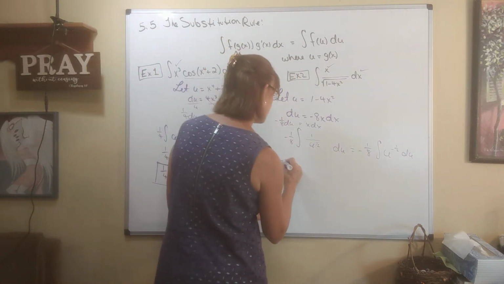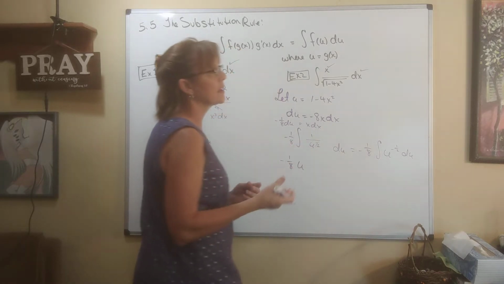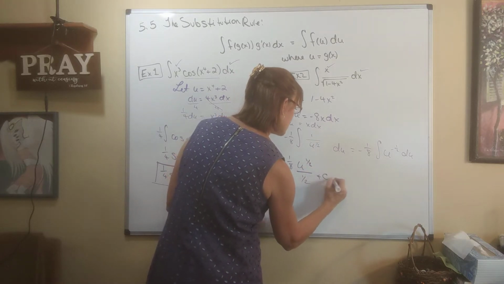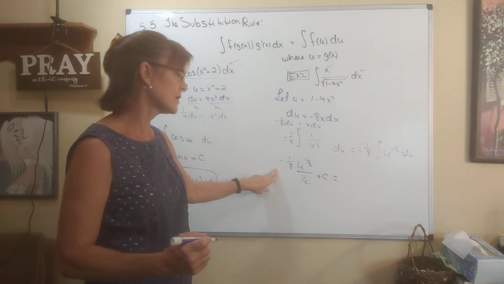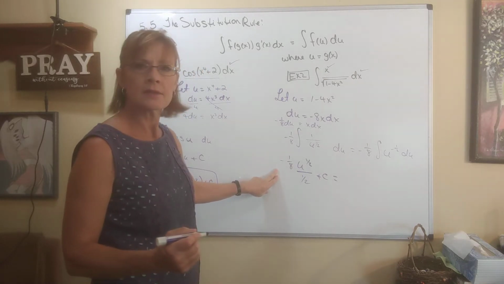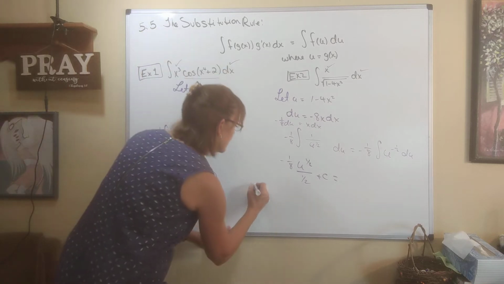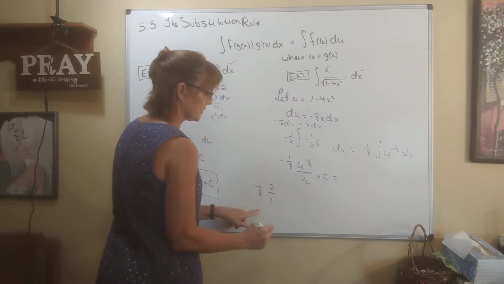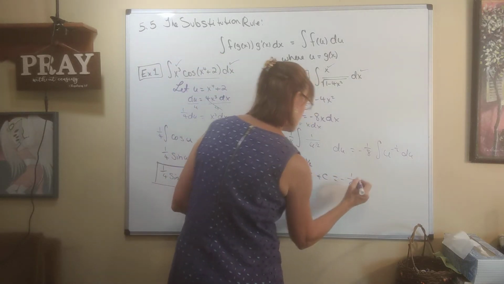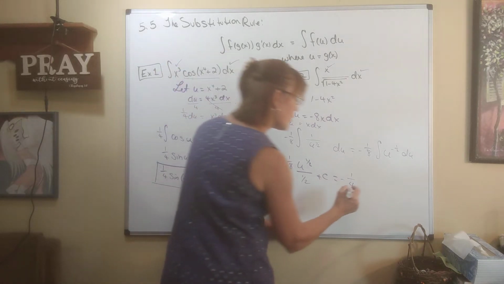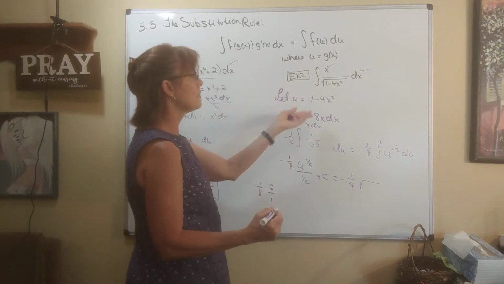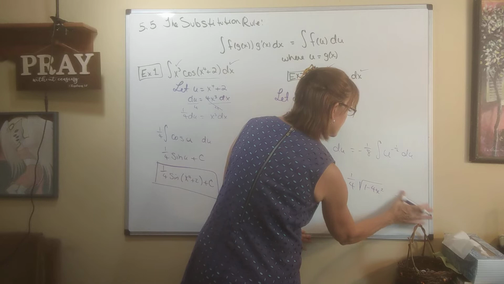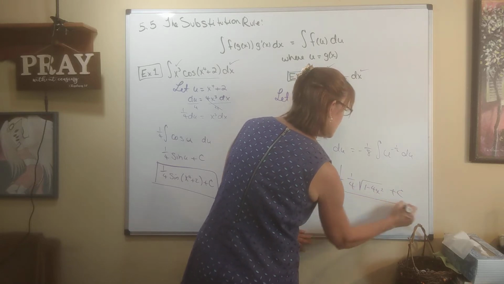Now we just integrate this, power rule. So this is negative 1/8 times u to the negative 1/2 plus 1, which is 1/2, divided by 1/2, plus a constant. Negative 1/8 divided by 1/2 is a sort of keep, change, flip. So this becomes negative 1/8 times 2 over 1. So this becomes a negative 1/4 times u to the 1/2, or the square root of u. Or changing it back into its original variable, the square root of 1 minus 4x squared plus a constant, because it was an indefinite integral.